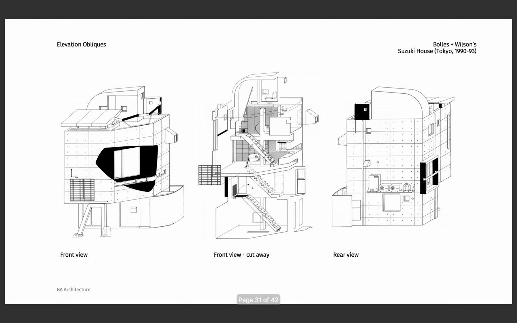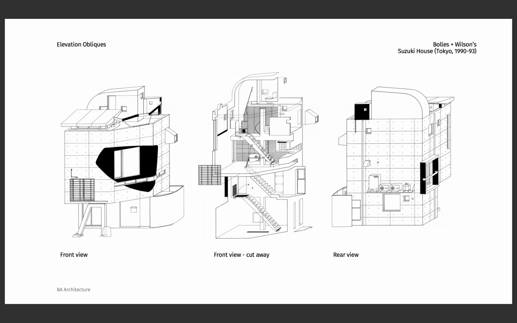And this is a well-known project in Tokyo by Bowles and Wilson. And this is a series of elevation obliques that they've done of that project. So the front view is on one side here on the left. The walls and the face are removed from that, and we then get a cutaway interior view of the front from that angle.